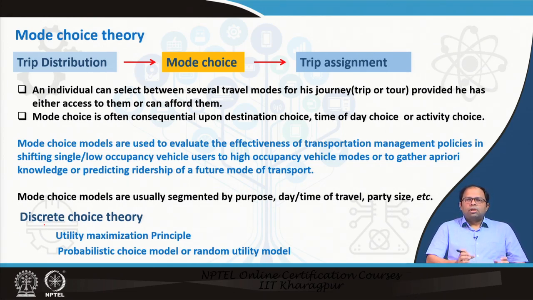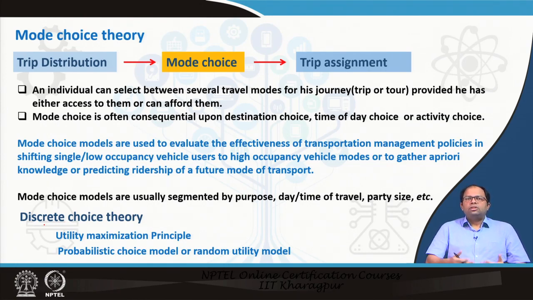We understand the underlying reasons why a person, or a person of a particular kind, undertakes a particular mode, and which are the factors that we could change, or we identify those factors that could be changed, so that we can make them shift to a different mode. So, this is why we want to develop this kind of models, or to gather a priori knowledge, or to understand the reasons why people choose mode.